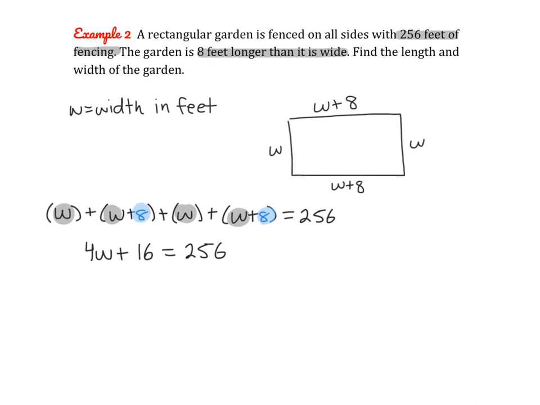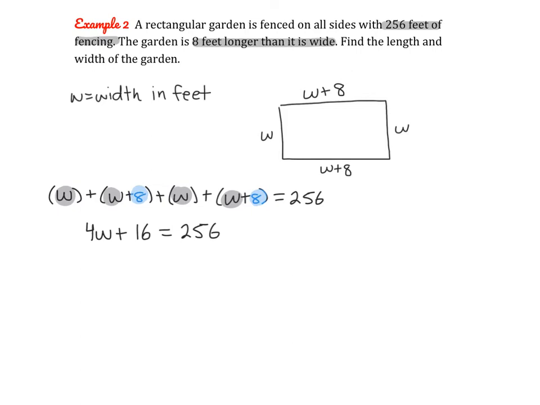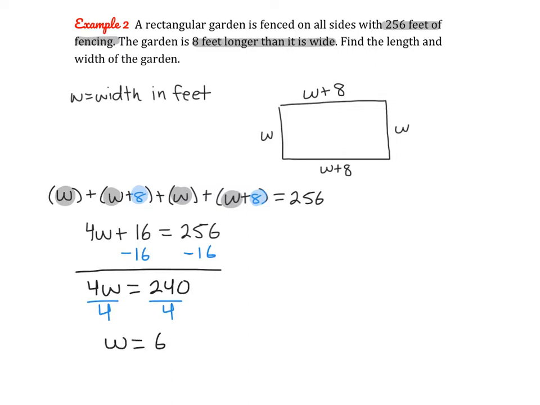And now we just need to finish solving for W. So I'll subtract 16 from both sides. And then divide both sides by 4. So W equals 60. So now we just need to make sure we give a complete answer.